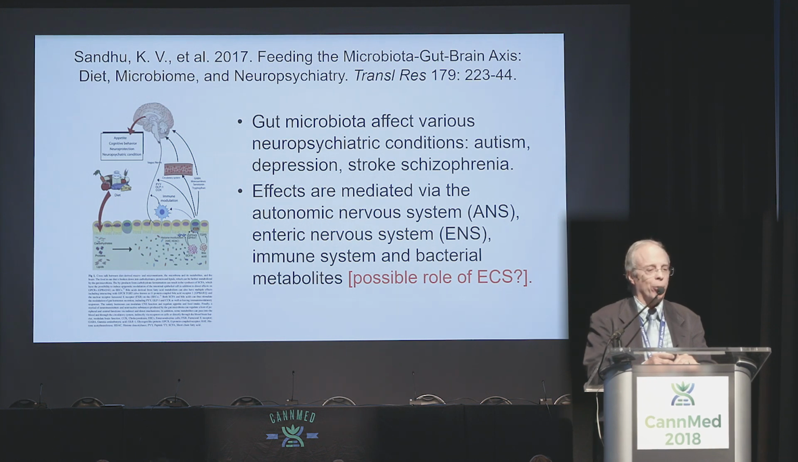Again, the gut microbiota, these different bacteria, affect neuropsychiatric status in such conditions as autism, depression, stroke, and schizophrenia. And the mechanism of action seems to be mediated through the autonomic nervous system, the enteric nervous system, the immune system, and relates to bacterial metabolites. And I'm going to suggest now that there's a role for the endocannabinoid system here.